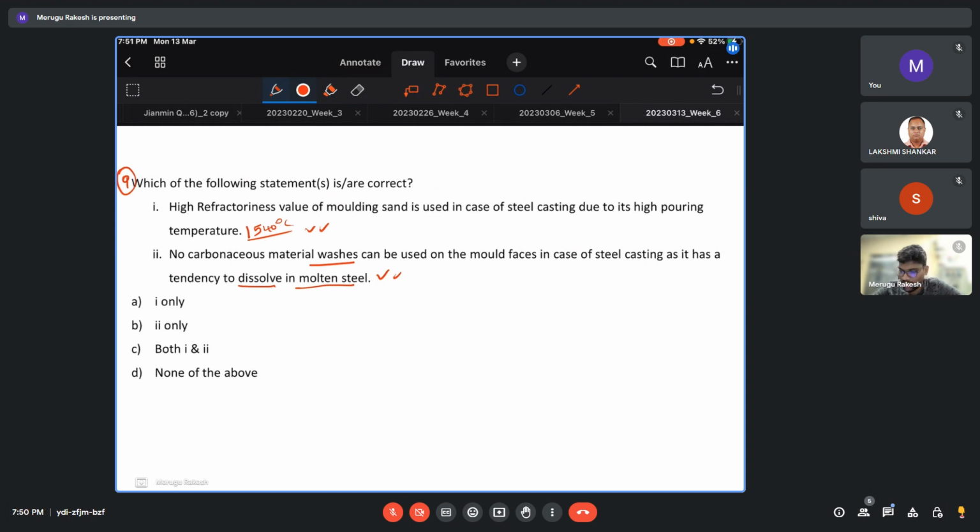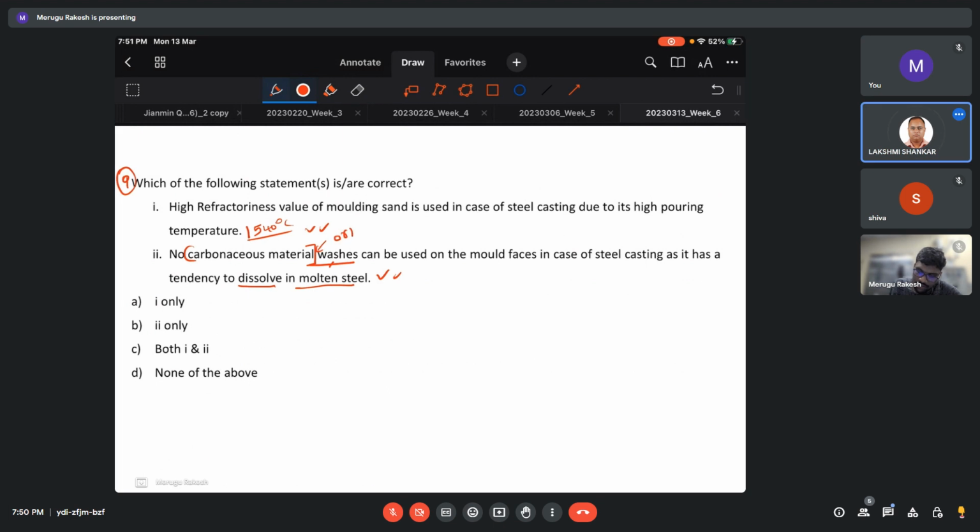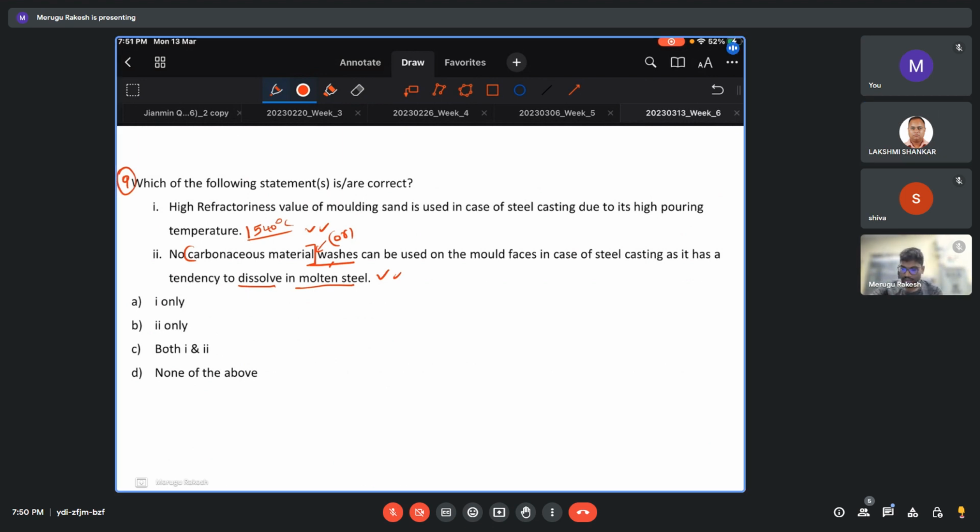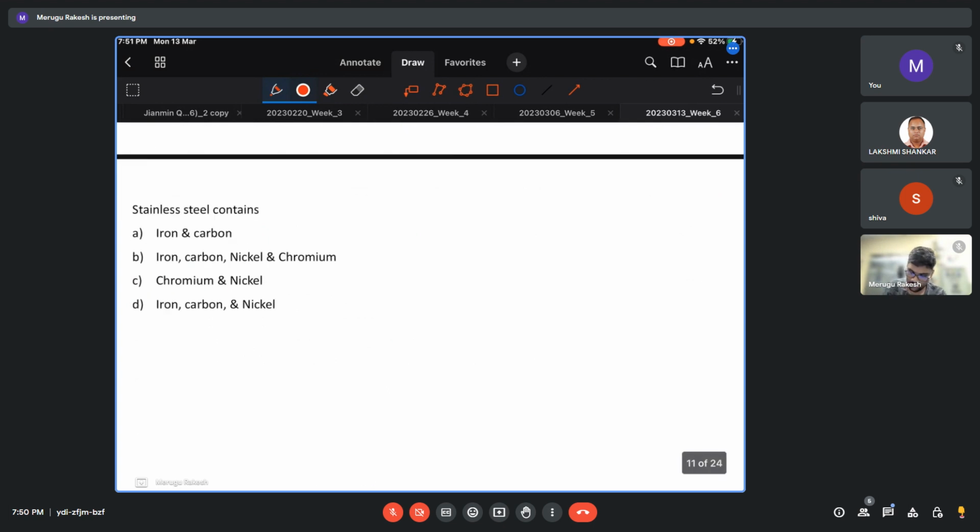Okay, this is one of the names actually. So carbonate material is also called washes. Okay, washes. Right. These are just terminology they use generally. Okay, sir.